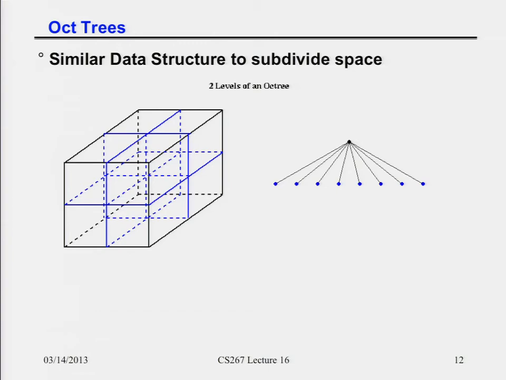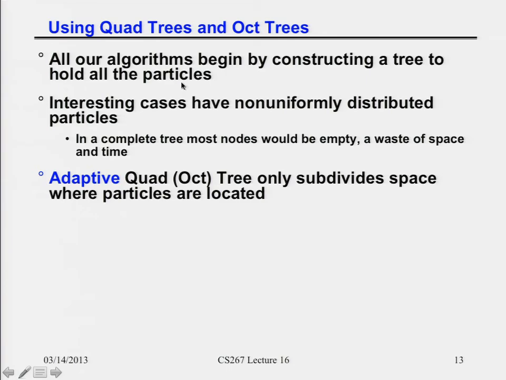And here is the octree, similar idea. I have three-dimensional space. I'm only going to draw two levels here. The black dot is the big cube, and the eight blue dots are the eight subcubes of half the size. Okay. So what I'm going to do is all the algorithms begin by taking a list of the particles and constructing a tree to hold them all. And they're going to do that in a recursive fashion. And it's an interesting question, you know, how do you build that if it's badly load balanced in the first place? So I'll talk about that later. But let's just assume we can build the tree first.